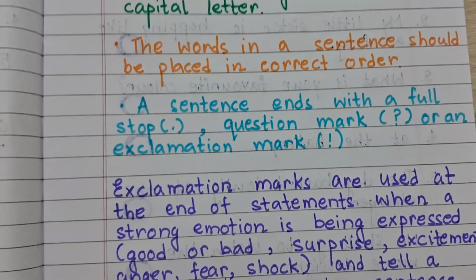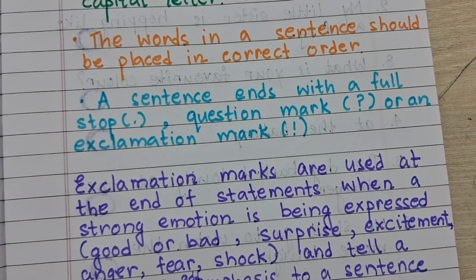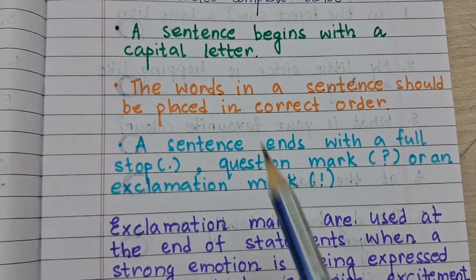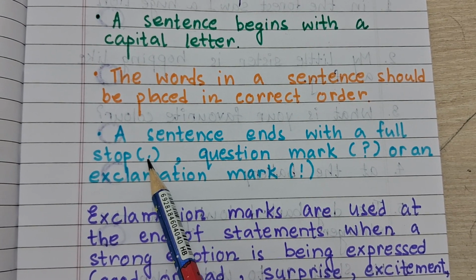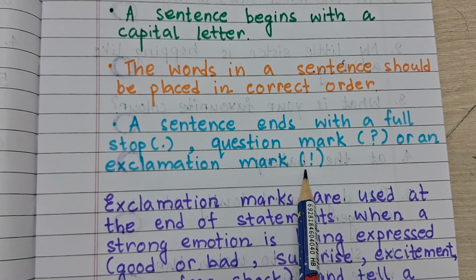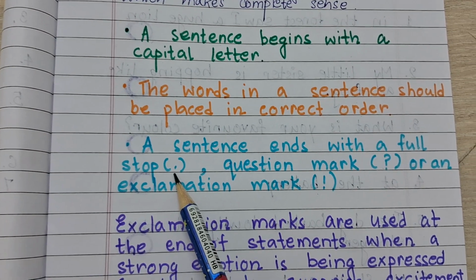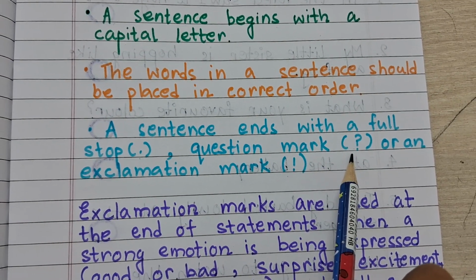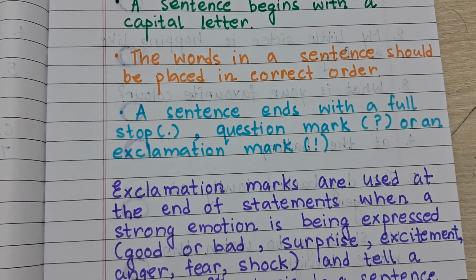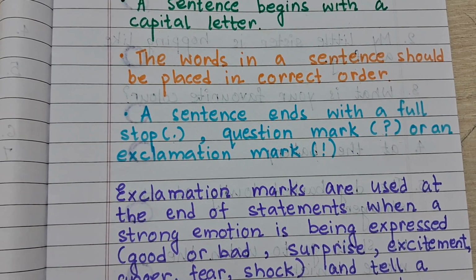A sentence ends with a full stop or a question mark or an exclamation mark, either of the three. Right? So it might end with a full stop or a question mark or an exclamation mark. Okay? When the sentence is a statement, it ends with a full stop. When it is a question, it ends with a question mark. And when the statement is being expressed with strong emotion, we end the sentence with an exclamation mark.